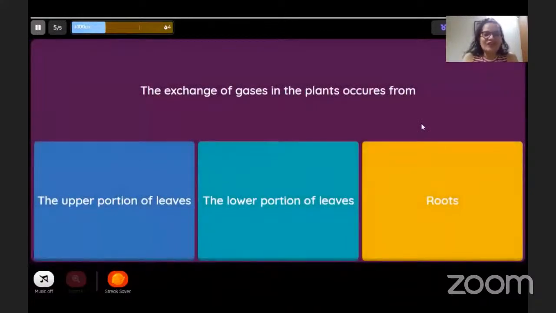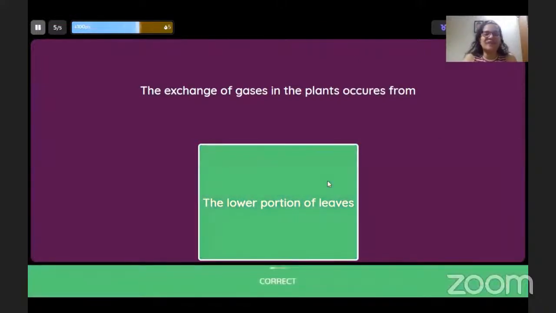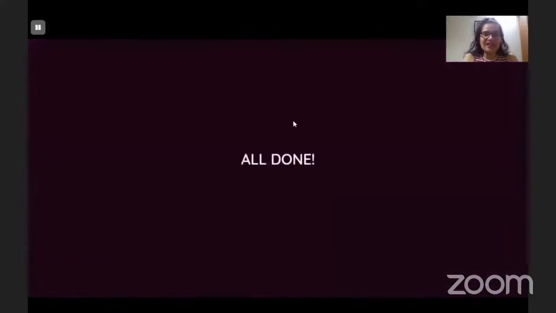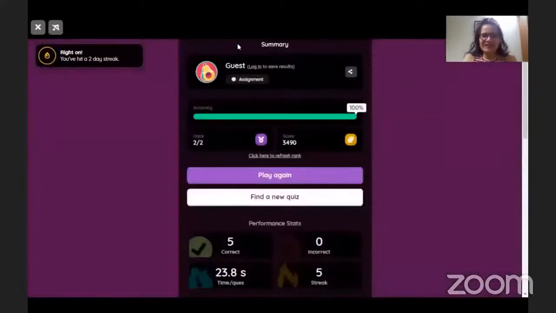The exchange of gases in the plants occurs from where the stomata are. Now, where is the stomata? It is in the lower portion of the leaf. The upper portion of the leaf absorbs sunlight, so it has the chloroplast and the chlorophyll. The lower portion of the leaves has stomata. Roots absorb the water. So where is the stomata? Lower portion of the leaves. That's where exchange of gases takes place. Good job. Very good. I think you have done pretty well in this one.